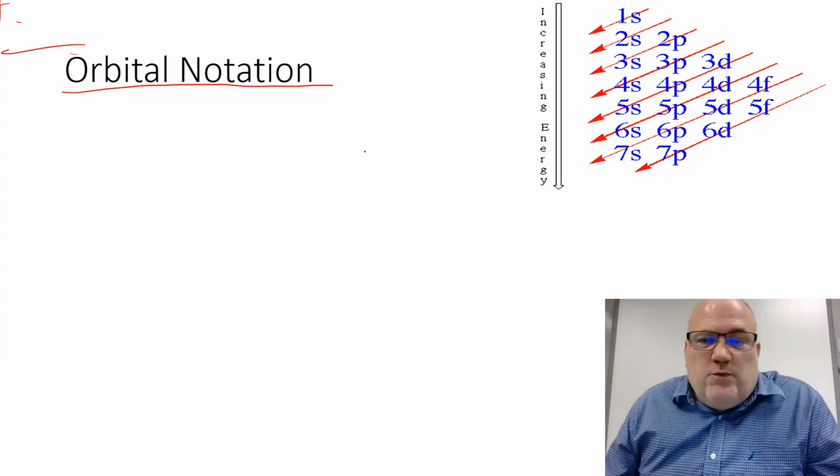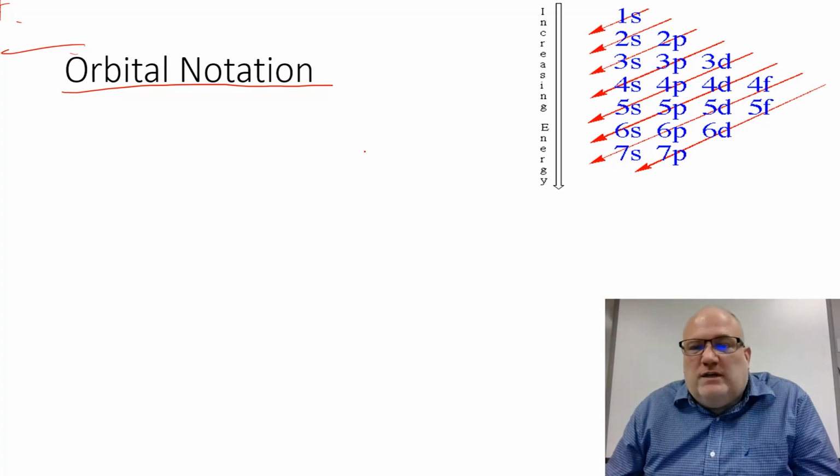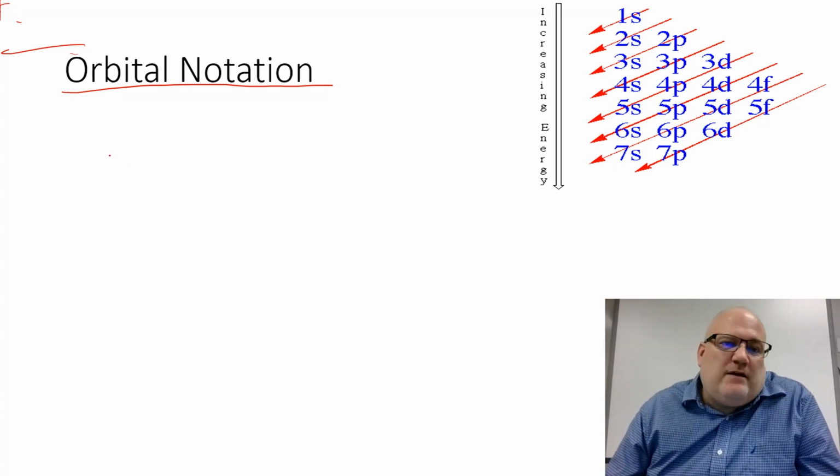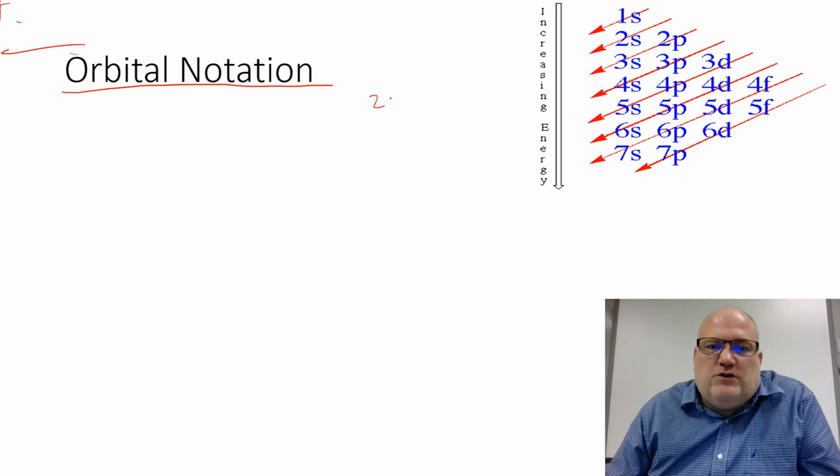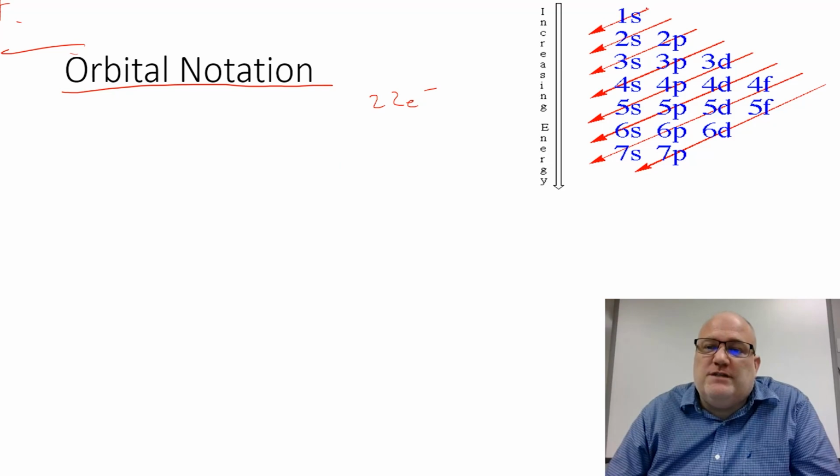So one of the ways that we can show people where electrons are in atoms is with orbital notation. Now, how does orbital notation work? Well, the best way to do it is with an example. So let's pretend that we have 22 electrons. Now, what we're going to do is follow the arrows in the diagram up here, and put electrons into the orbitals based on how we follow the arrows.